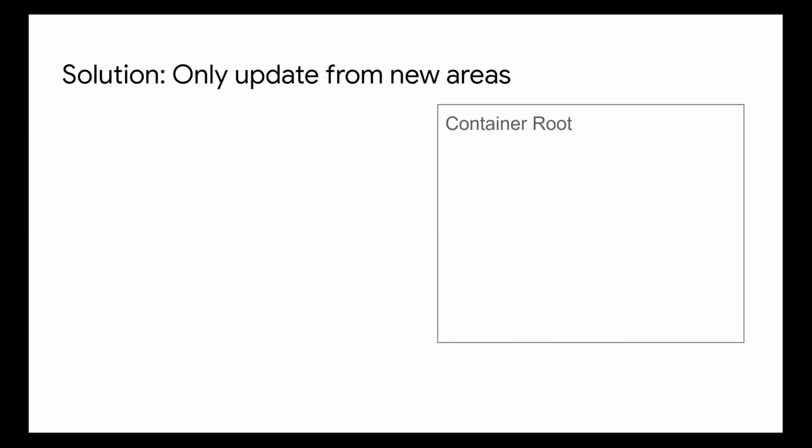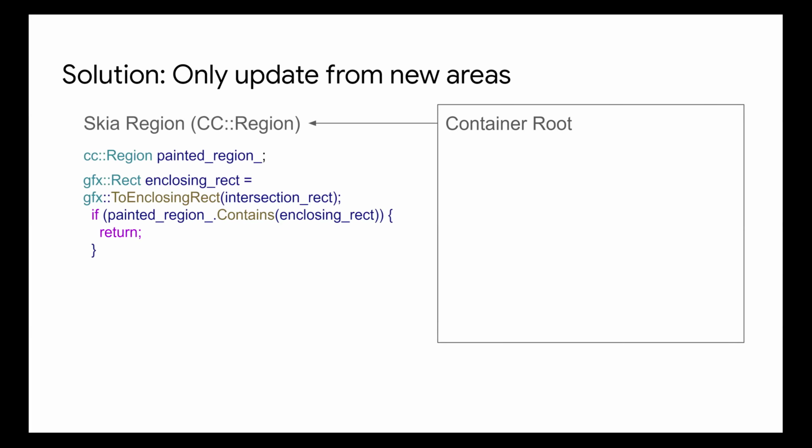We looked into an algorithm for only updating on new areas. We felt that if a new area is painted, that is an initial paint, maybe the container is still populating itself. So same again, the user marks the container they're interested in. But this time, when we come across a container root, internally we create a region. This is a Skia region. I think Chrome calls it CC region. Don't worry too much about the code on the left, but essentially we just create a new empty region every time we hit a container.